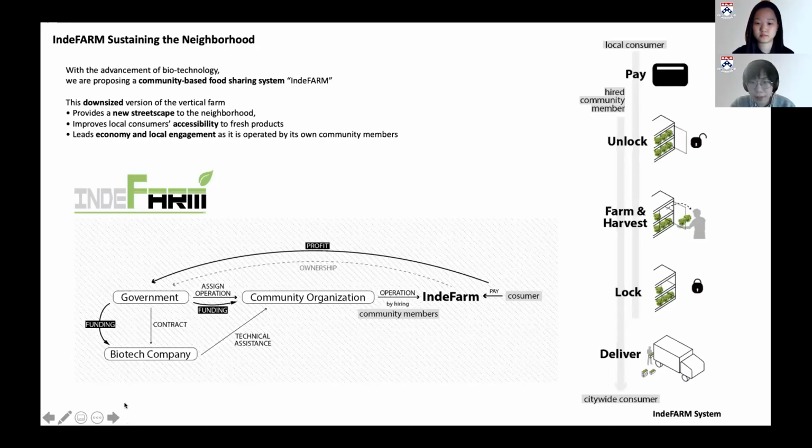So with the advancement of biotechnology, we are proposing a community-based food sharing system called Indie Farm. This downsized version of the vertical farm is supported by the government and operated by community organizations. Next slide, please.